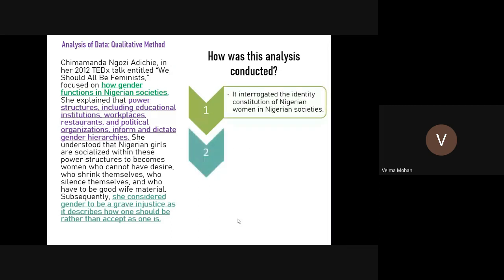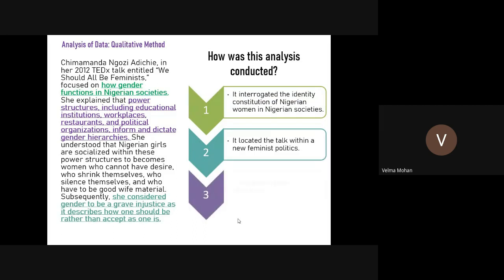The following words, phrases, and sentences is a description of how the analysis of Adichie's statement in her 2012 TEDx talk entitled "We Should All Be Feminists" could be done. One, how gender functions in Nigerian societies, such as how she interrogated the identity constitution of Nigerian women in Nigerian societies. Two, she considers gender to be a grave injustice as it describes how one should be rather than accept as one is. This such as how it located Adichie's talk within a new feminist politics termed intersectional performativity.